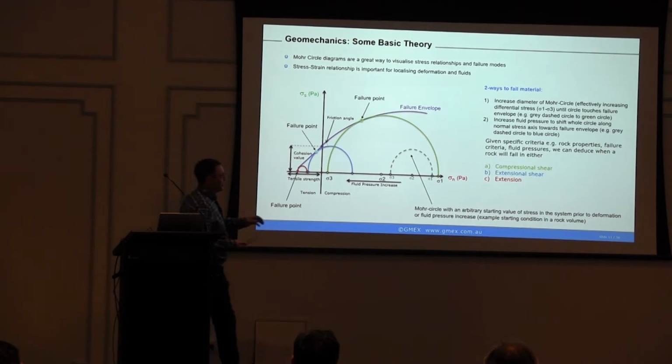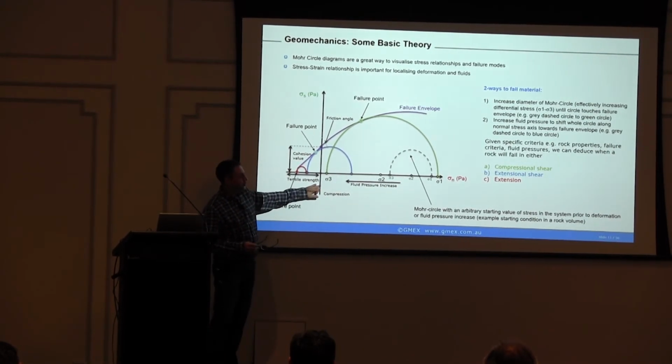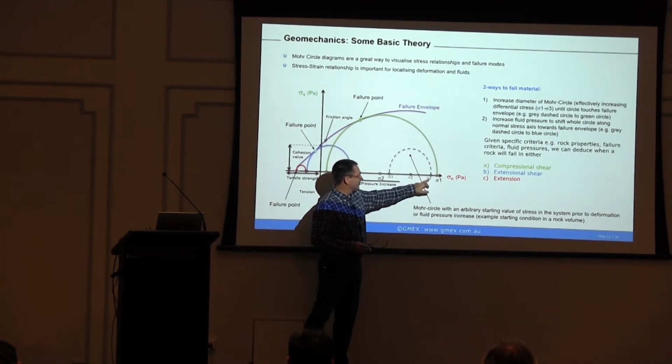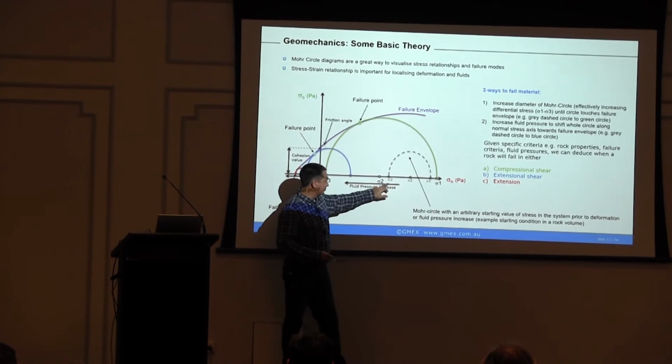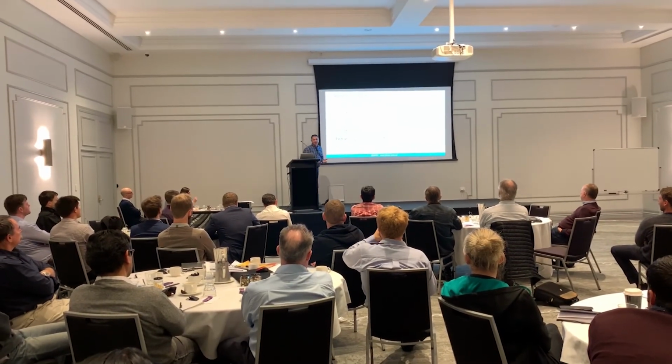So if we take normal stress on the x-axis and shear stress on the y-axis, and we start with some arbitrary condition where we've got maximum principal stress and minimum principal stress, then there's a couple of ways we can get the fault to fail.